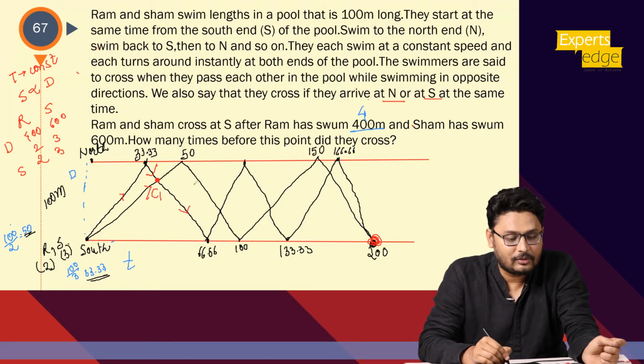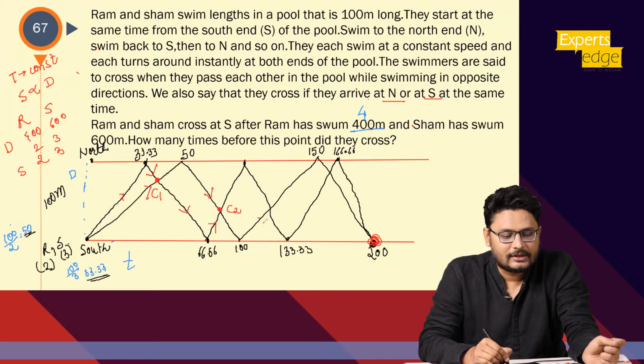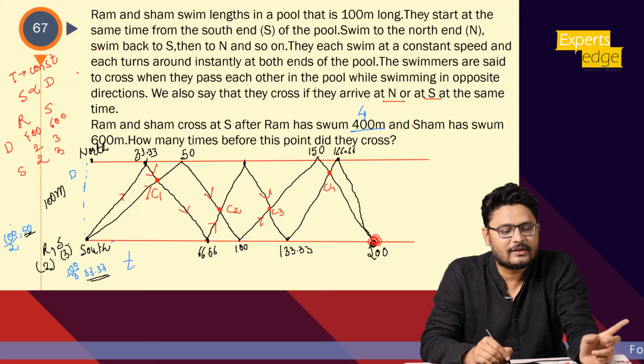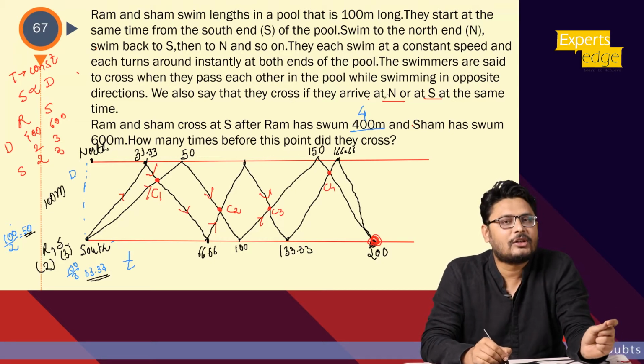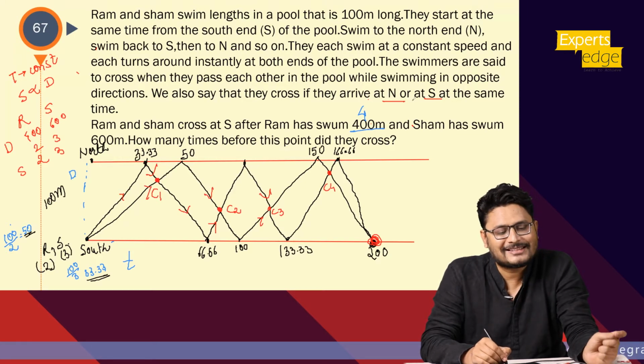Similarly, he was going down, then he gone up, and ये ऊपर से नीचे आ रहा है, तो this is cross 2. Then this again, this is cross 3, this is cross 4, right? And ये last वाला भी cross consider होगा by the given definition, that if they arrive at the north or the south at the same time, it would be considered as a cross, right? So how many total cross there?